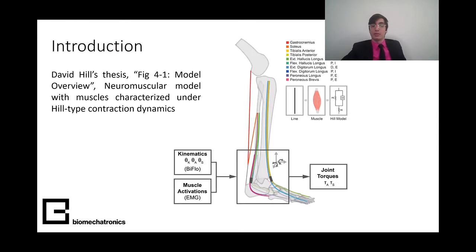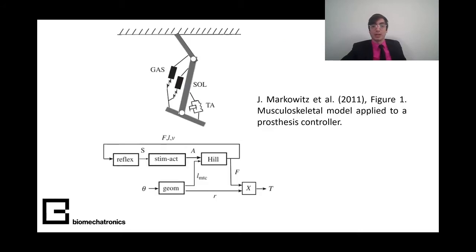The work that I performed this summer is all based on David Hill's thesis that a neuromuscular model can be characterized under Hill-type contraction dynamics, and you can apply these kinematics, these joint angles, and muscle activations to produce a joint torque. This concept is then applied onto a musculoskeletal model, which could be used to power a prosthesis controller, which is the exact intent that Robin and I intended to do.